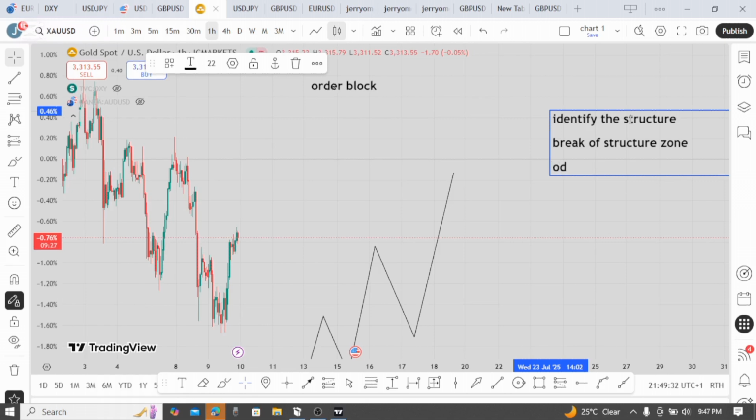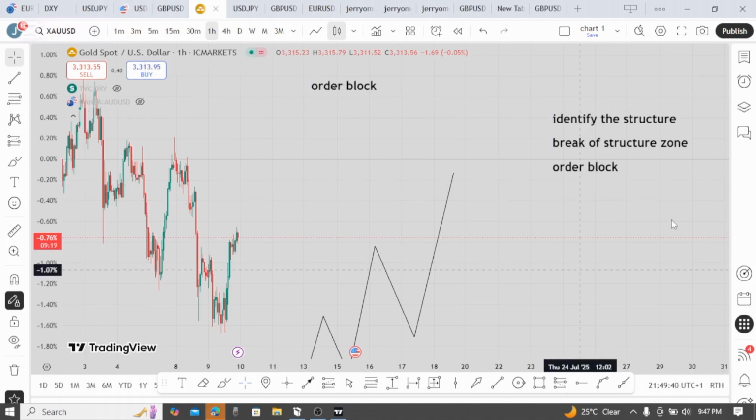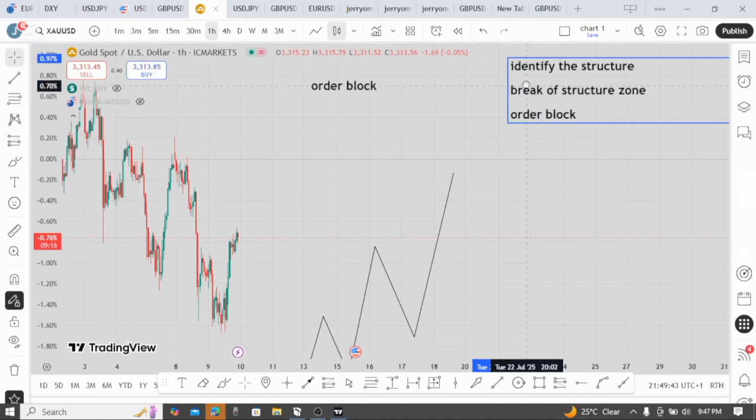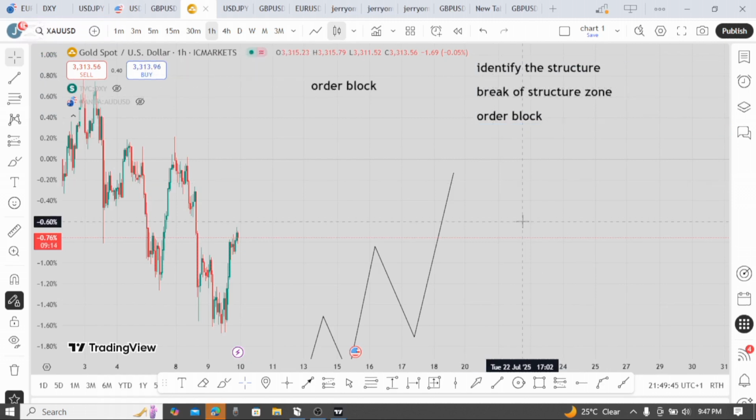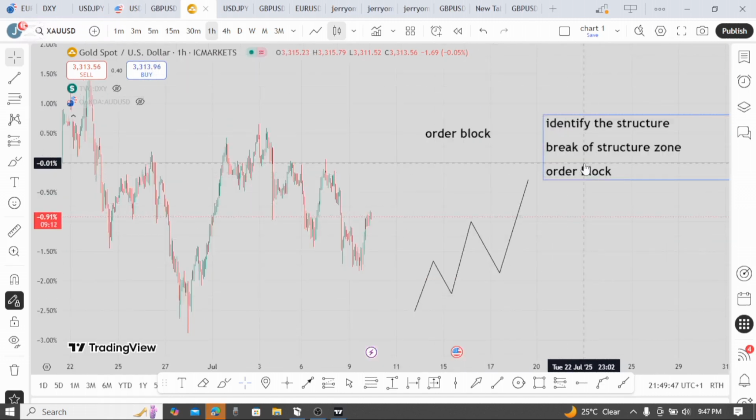The order block. So now these are the basic tips that you need to know if you are trading an order block. Now let's follow the tips so that I'll show you how these tips work.